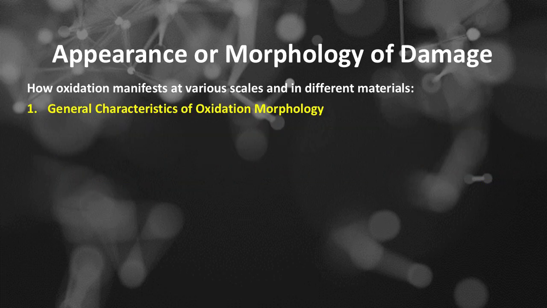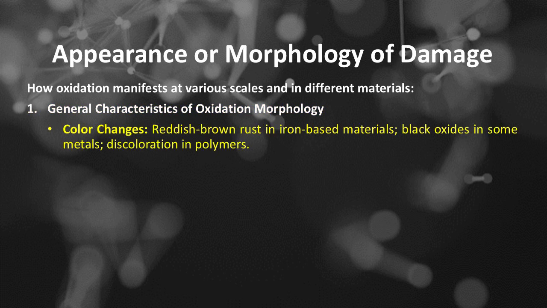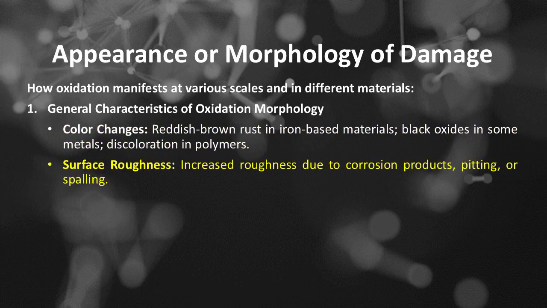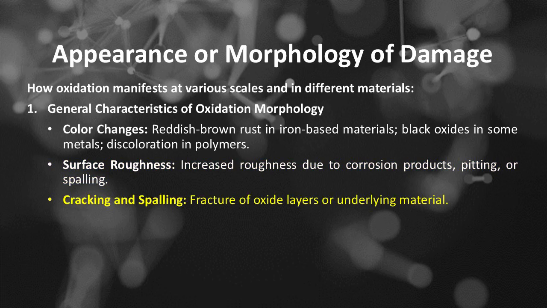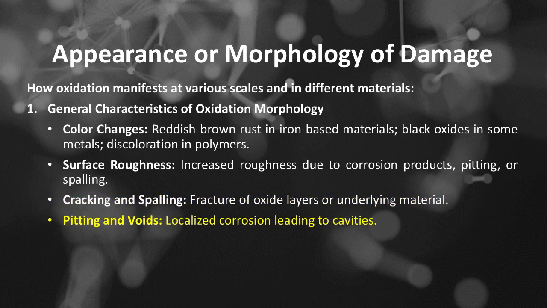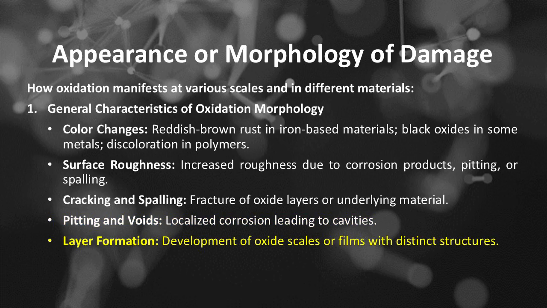Number 1 is general characteristics of oxidation morphology. Color changes: reddish-brown rust in iron-based materials, black oxides in some metals, discoloration in polymers. Surface roughness: increased roughness due to corrosion products, pitting, or spalling. Cracking and spalling: fracture of oxide layers or underlying material. Pitting and voids: localized corrosion leading to cavities. Layer formation: development of oxide scales or films with distinct structures.